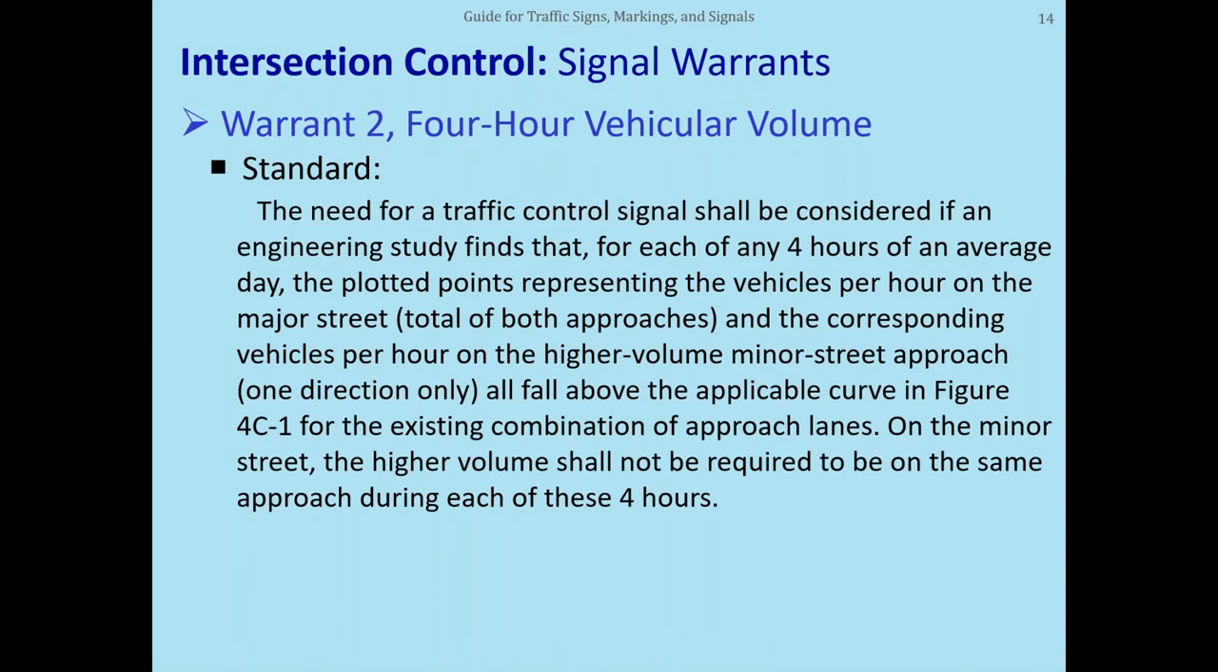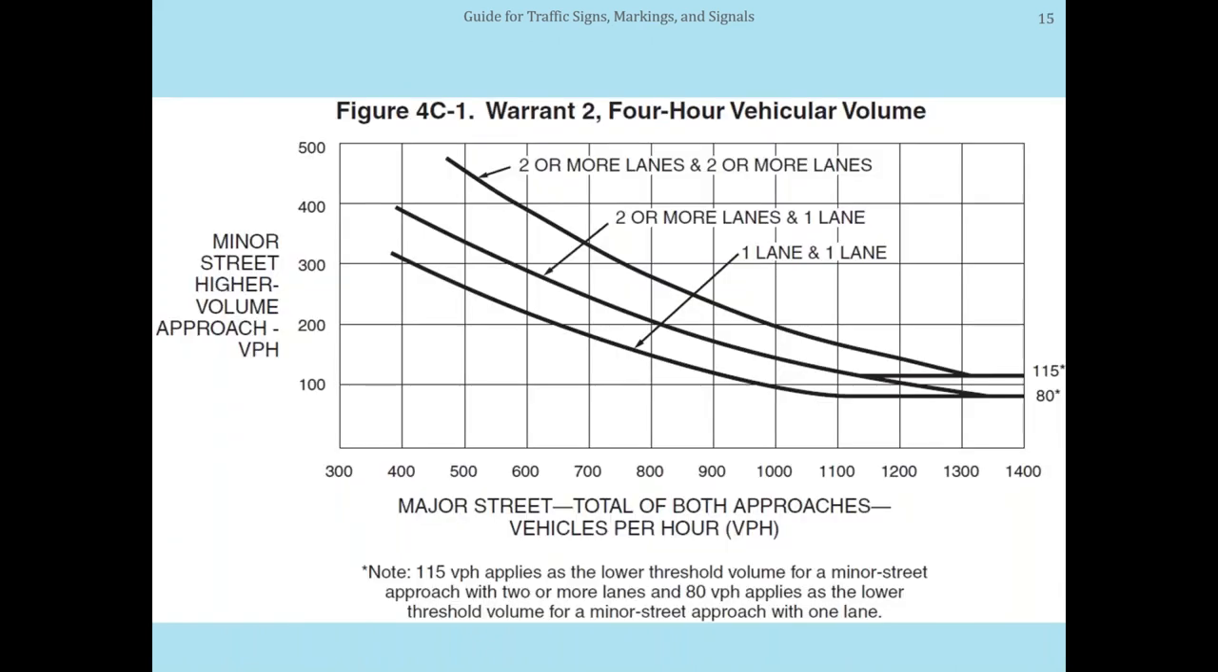The second warrant, instead of using 8 hours of volume, uses 4 hours of volume. And instead of a table, it works off of a graph. You find your volume on the major street, sum of both directions, and then the volume on the minor street, the greater of the two directions, for 4 hours, and find the intersection of the Y and the X axis.